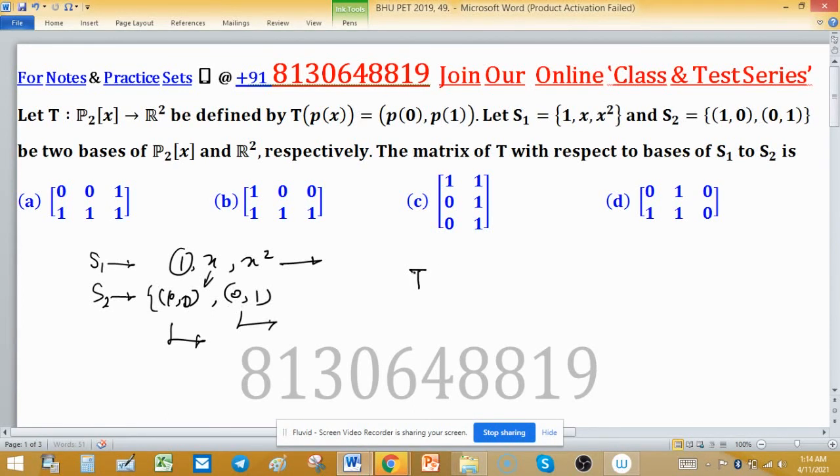So the matrix representation of the linear transformation T from S1 to S2, suppose this is matrix A. The procedure is that we consider P(x) as 1, a domain element, then again P(x) as x, and after that P(x) as x square. One by one we consider P(x) as these elements of the domain basis.